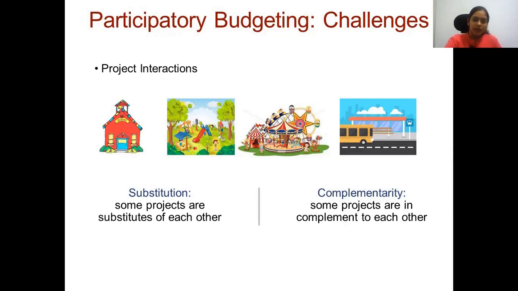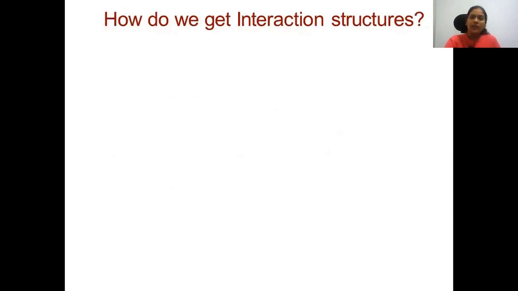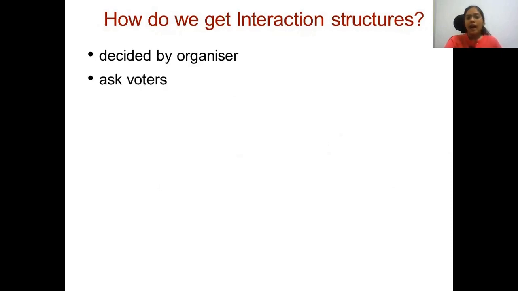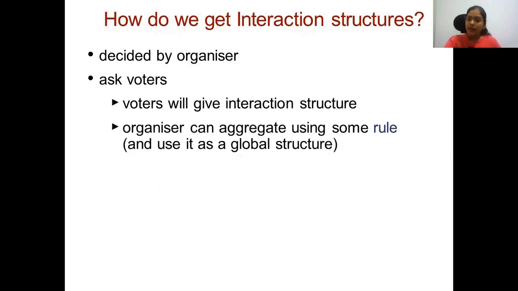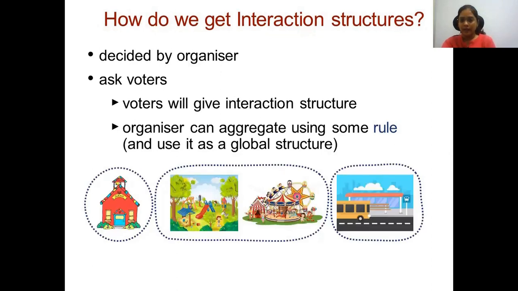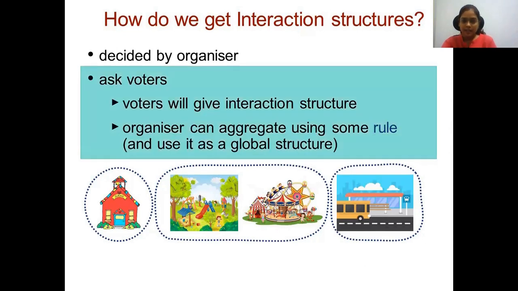In IJCAI 2020, we considered the participatory budgeting problem with project interactions. But the question that remained open there was, how do we get interaction structures? There we assumed that it is decided by the organizers, which is of course one option. Another option is that we ask voters to give interaction structures, and then organizers aggregate those structures using some rule and use it as a global structure. For example, this is one possible interaction structure where these two parks are in substitution to each other. We considered this problem and call it the partition aggregation problem.